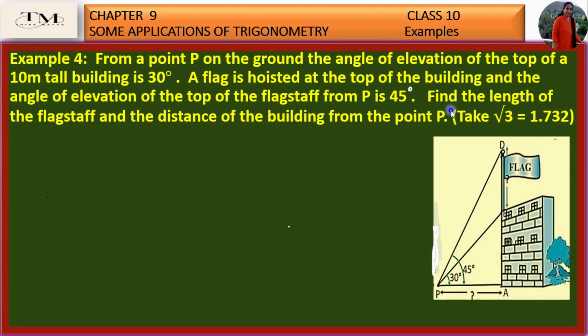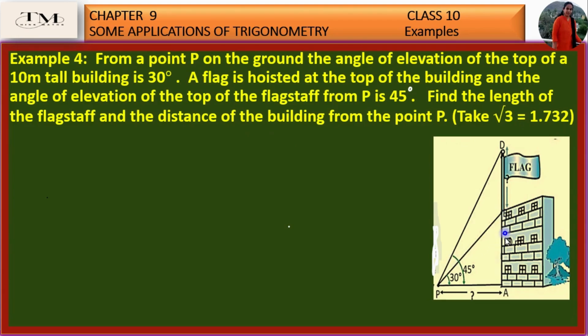Find the length of the flagstaff and the distance of the building from the point P. Take root 3 is equal to 1.732. So what is given? From a point P on the ground, the angle of elevation of the top of a 10-meter building.